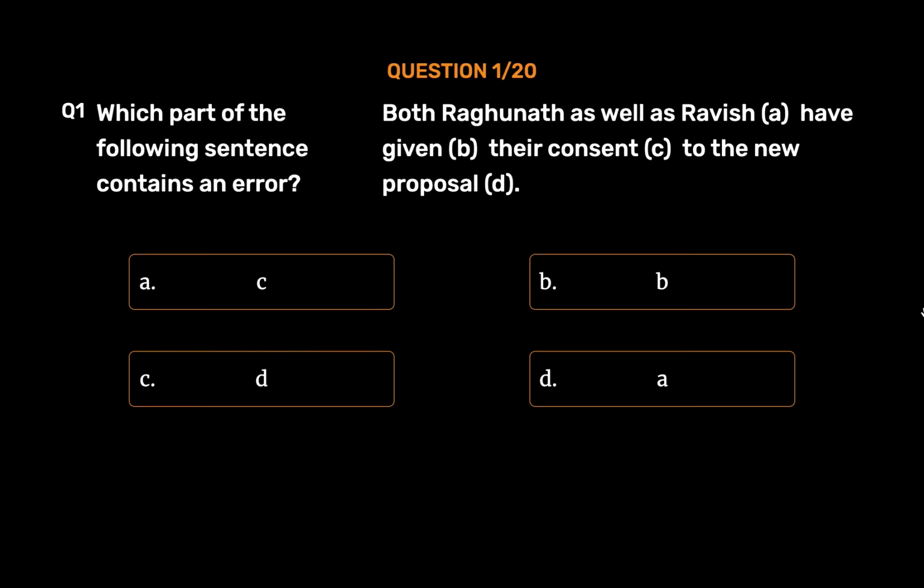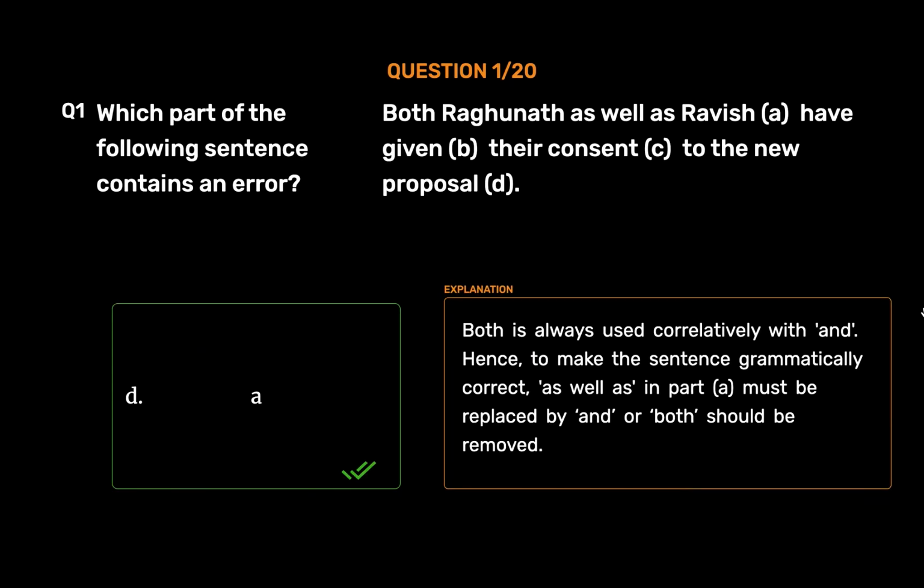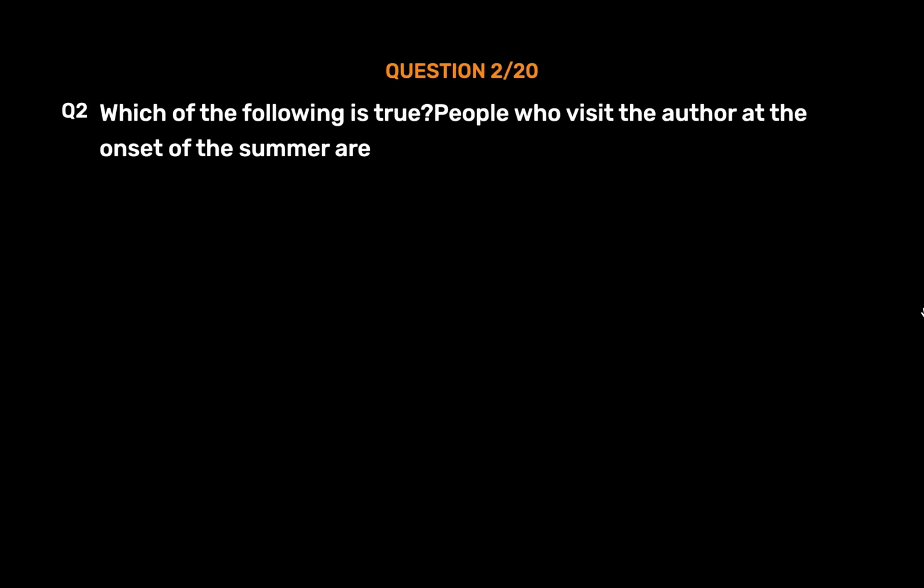Option C, D. Option D, A. The correct answer is Option D, A. Both is always used correlatively with and. Hence, to make the sentence grammatically correct, as well as in part A must be replaced by and, or both should be removed.